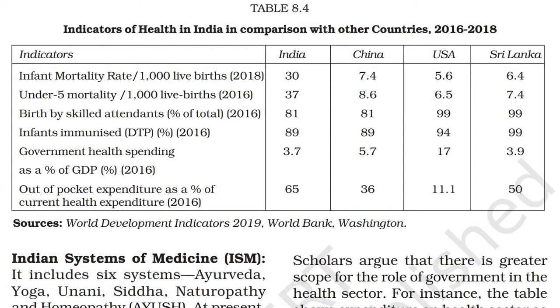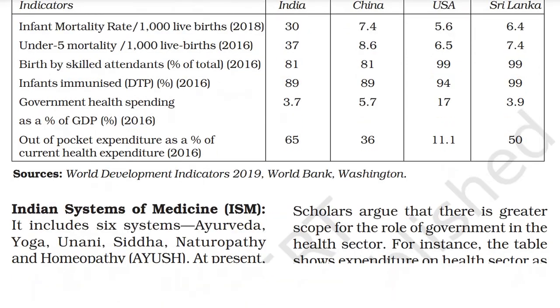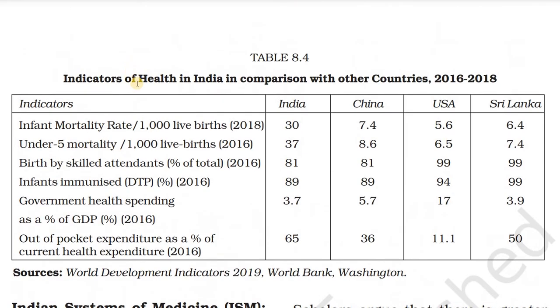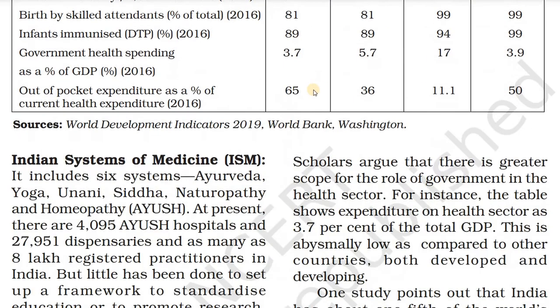Then infant immunization: 89 in India, China 89, USA 94, Sri Lanka 99. Government health spending: 3.7 in India, China 5.7, USA 17%, and Sri Lanka 3.9. Then out of pocket expenditure as a percentage of current expenditure: 65% in India, China 36, USA 11, and Sri Lanka 50. Okay, these are the comparisons with other countries.